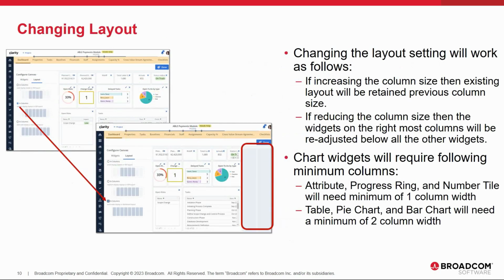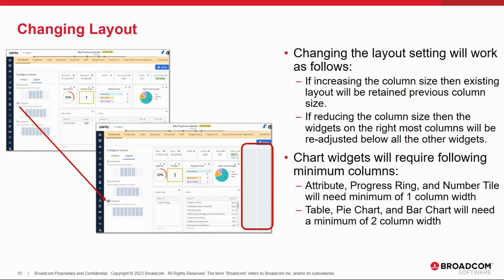Changing the layout will set the following. If you're increasing the column size, then the additional column will be displayed as blank to the right of the previously configured canvas. If you reduce the column size, which means if you go from either 8 to 6 or from 6 to 4, then any widgets that are on the extreme right side will automatically be readjusted to the bottom of your canvas.